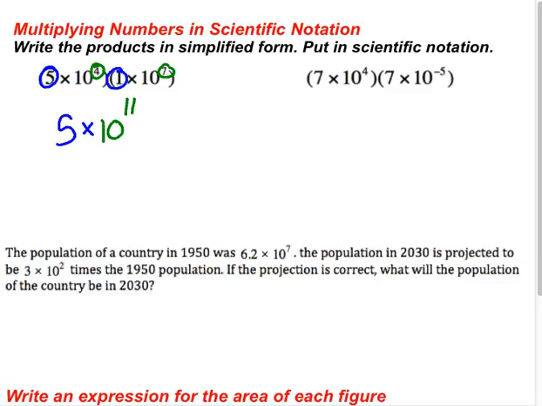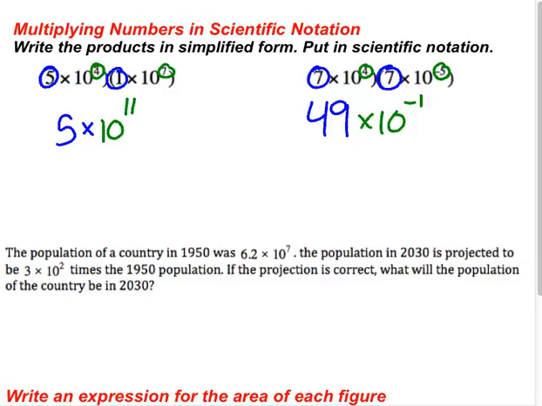All right, next one, exactly the same thing. So 7 times 7, I multiply those together to give me 49 times 10. Well, now 4 minus 5 gives me a negative 1.